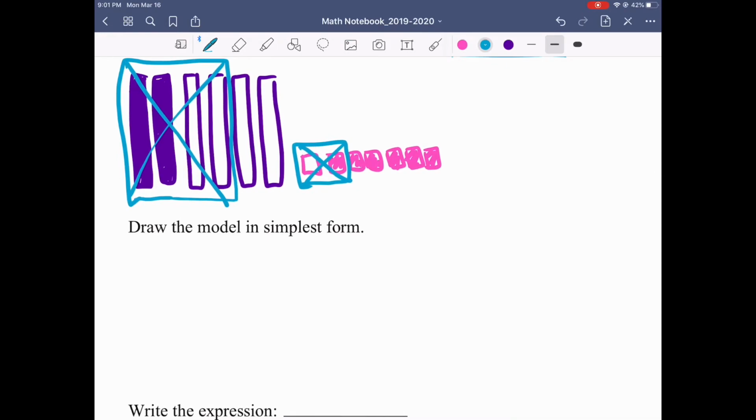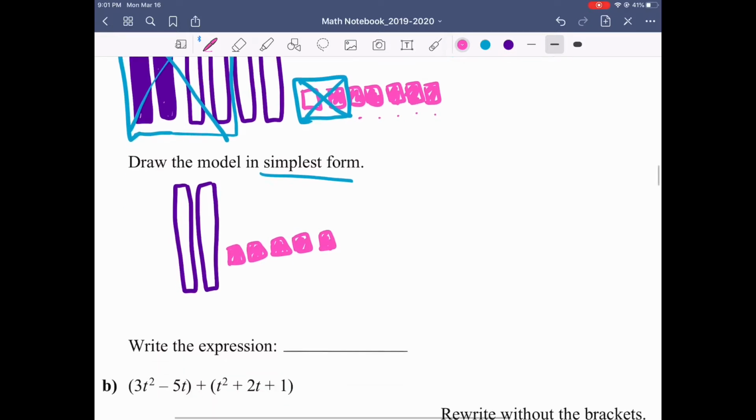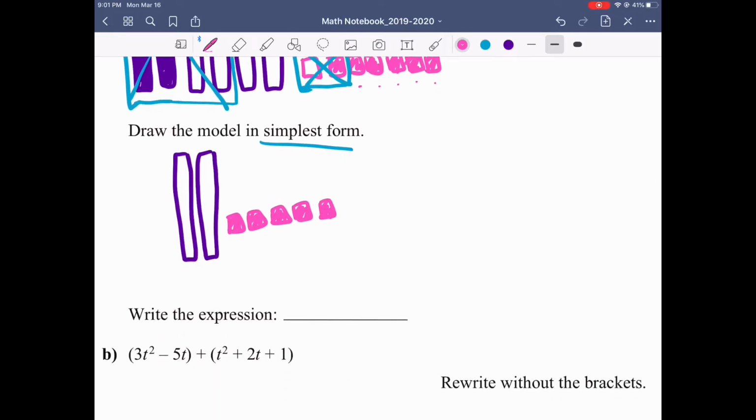So now to draw the model in simplest form means redraw it with whatever you're left with after you've combined all the like terms. So for the x's, we are left with negative 2x. And then for the 1 tiles, 1, 2, 3, 4, 5. And they're all positive. 1, 2, 3, 4, and 5. And so the expression would be negative 2x plus 5. And that is our final answer for our expression.